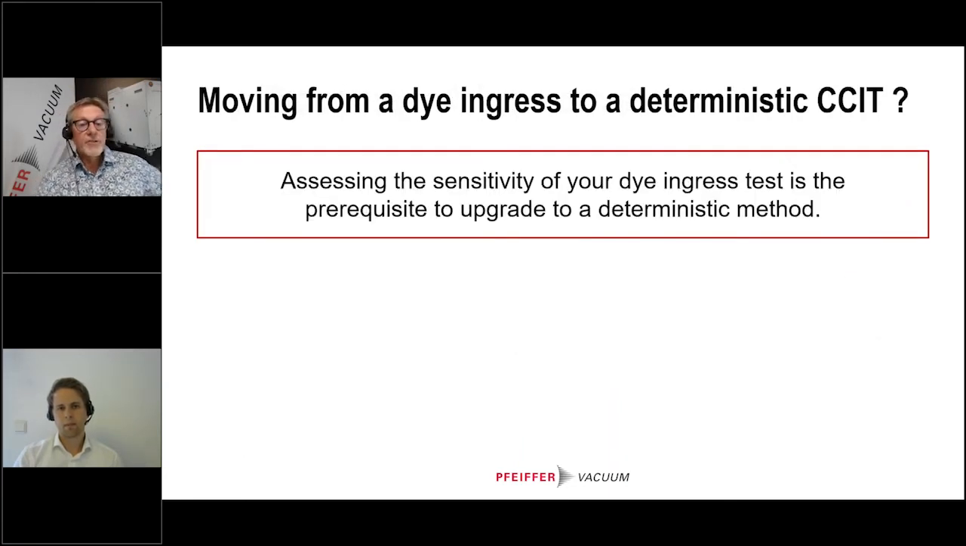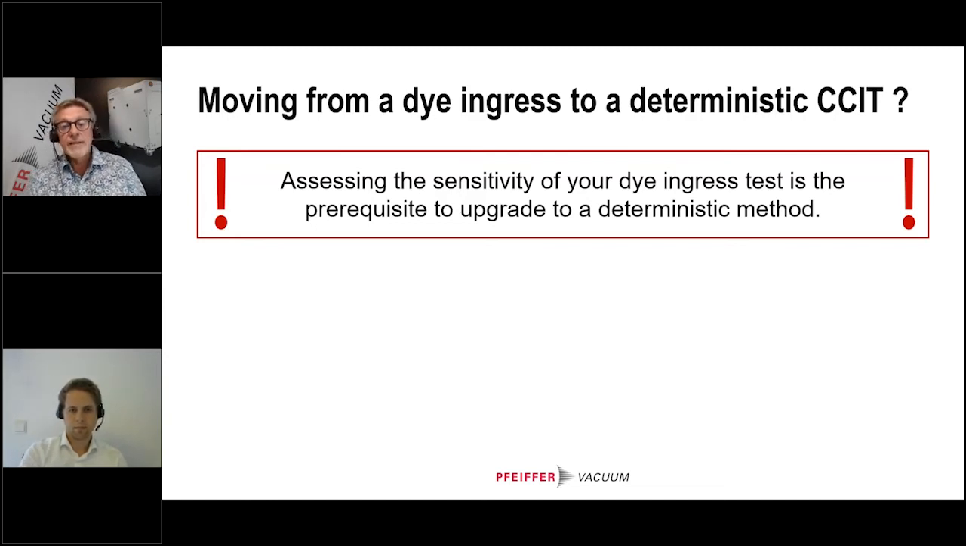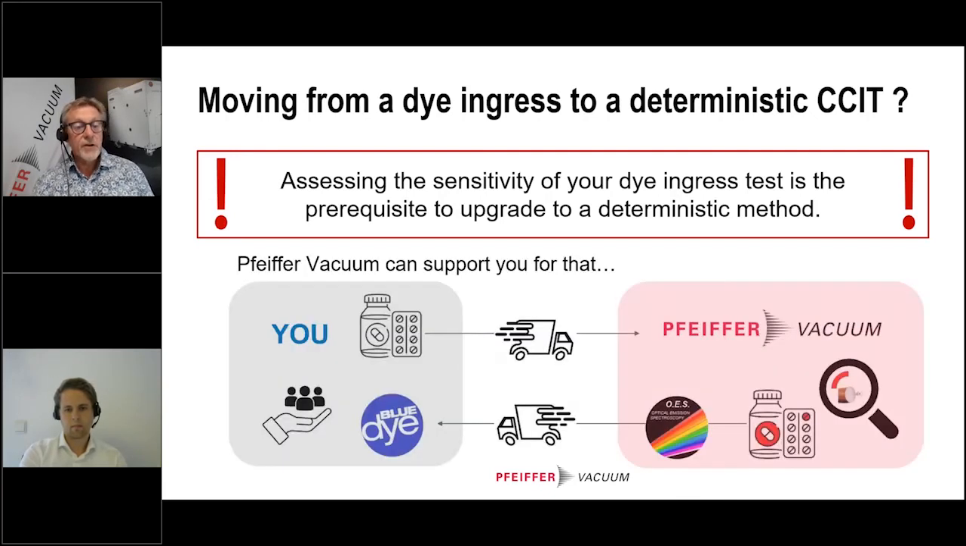Moving from a dye ingress to a deterministic CCIT method, the first step, and it's quite important, is assessing the sensitivity of your dye ingress test, which is a prerequisite to upgrade to a deterministic method. And Pfeiffer Vacuum can support you for that.